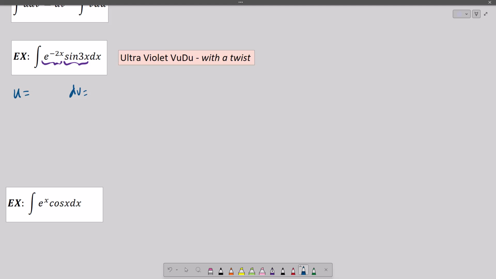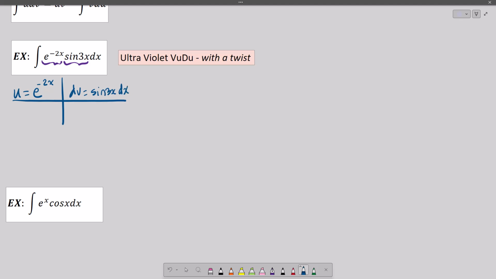Taking the derivative, hopefully that's not a problem. But you do have to integrate here. So whatever one's harder for you to integrate, put with the derivative. But it doesn't matter. So I'm just going to do it in order since it doesn't matter. I'll just keep the order that they put them in here. So dv is sine 3x.